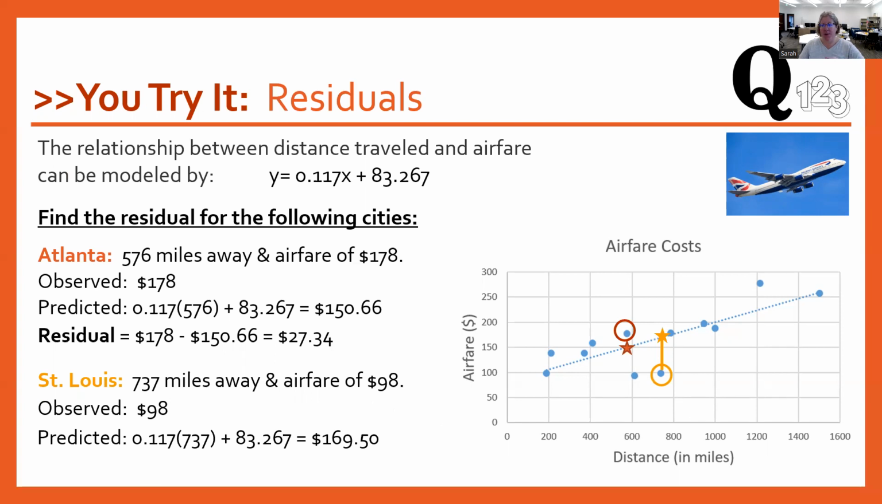So if I'm doing observed minus predicted and my predicted is bigger, that means my residual is going to be negative. Okay, so if your data value is above the line, you'll get a positive residual. If it's below the line, you're going to get a negative residual. So I'll do 98 minus the 169, and that gives me negative 71.5 as the residual.